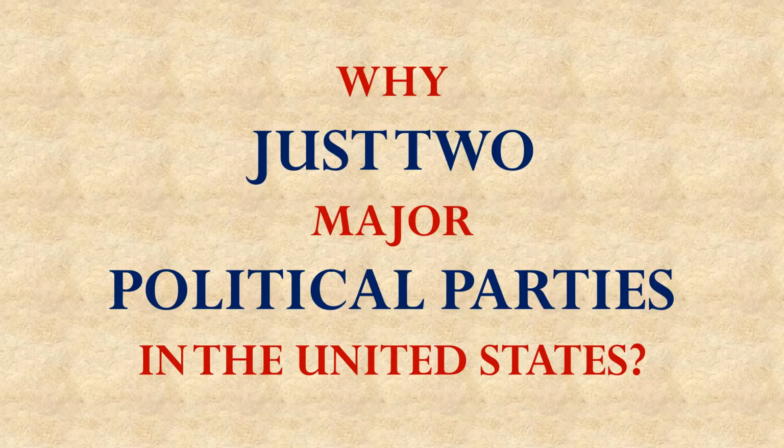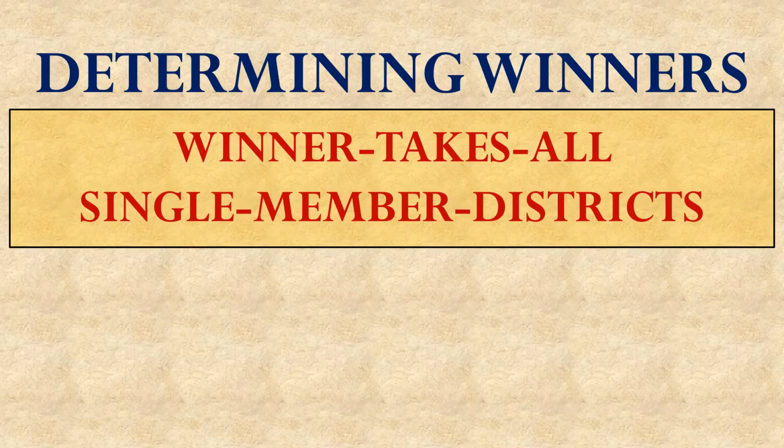So what we're mainly addressing in this lesson is the question of why we only have two major political parties in the United States of America. The simple answer to that question is, well, actually it's not very simple, is the way that we determine winners in the United States of America. We use what is sometimes characterized as a winner-takes-all single-member district system.